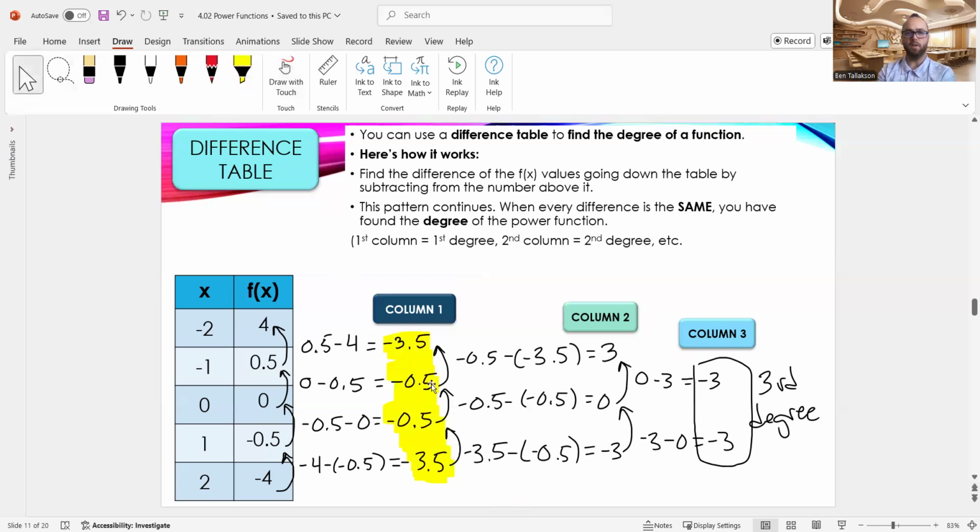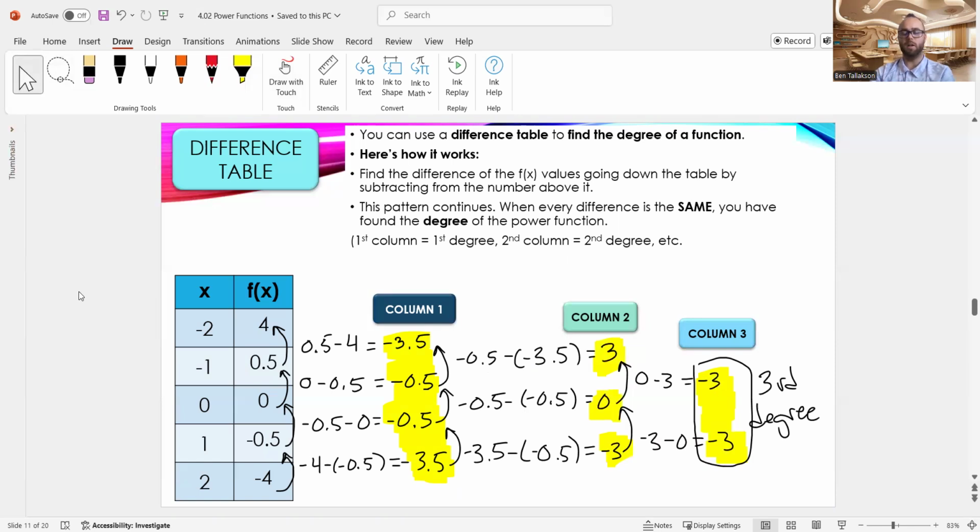We subtract the value from the value above it, just like we did before, and we see what we get, okay? When I subtract them out, I get 3, 0, and 3. Again, not the same. So it's not a first degree, it's not a second degree. But you can see the third time when I subtract, I finally get the same values in that column. So that's the third time I subtracted. That's column 3. That means this is a third degree polynomial.